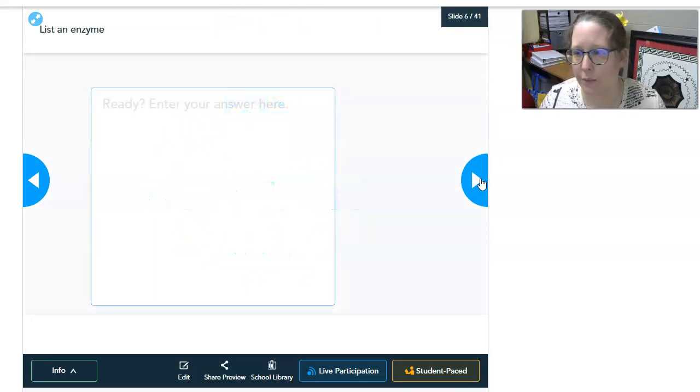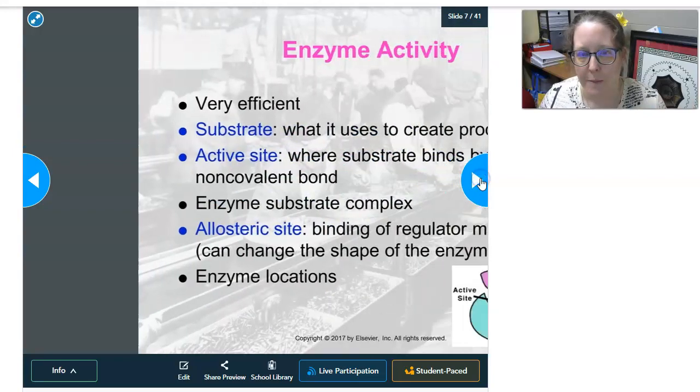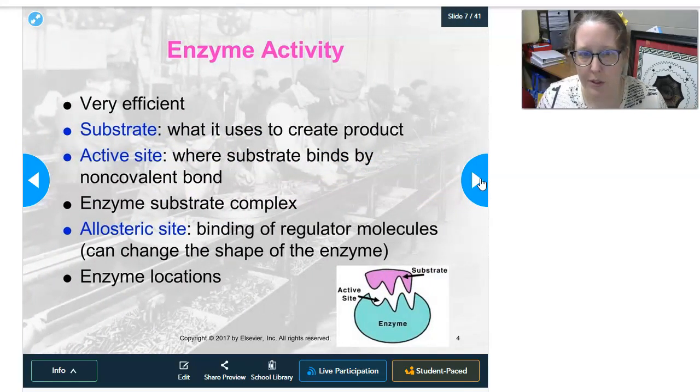All right, so list me an enzyme. If you're just simply on YouTube, just think about an enzyme. All right, and we're going to talk about enzyme activity. So enzymes are very efficient because they work as assembly lines, so they do the same reaction over and over and over and over again. And so you just need a little bit in the cell to produce a lot of product.